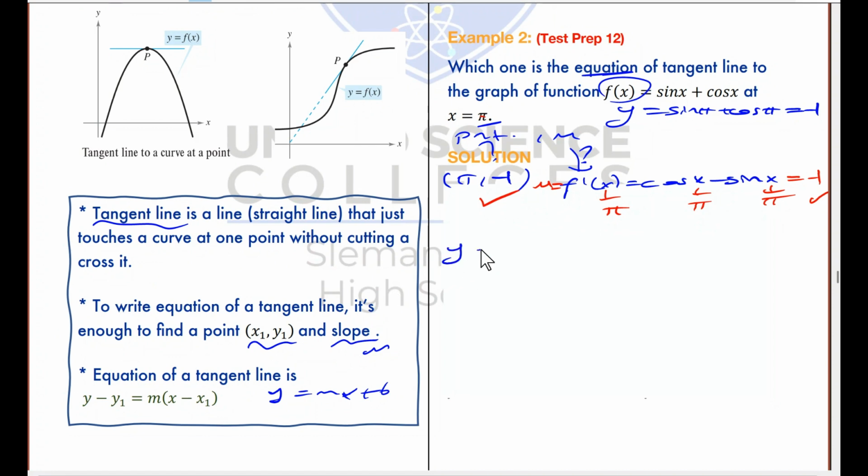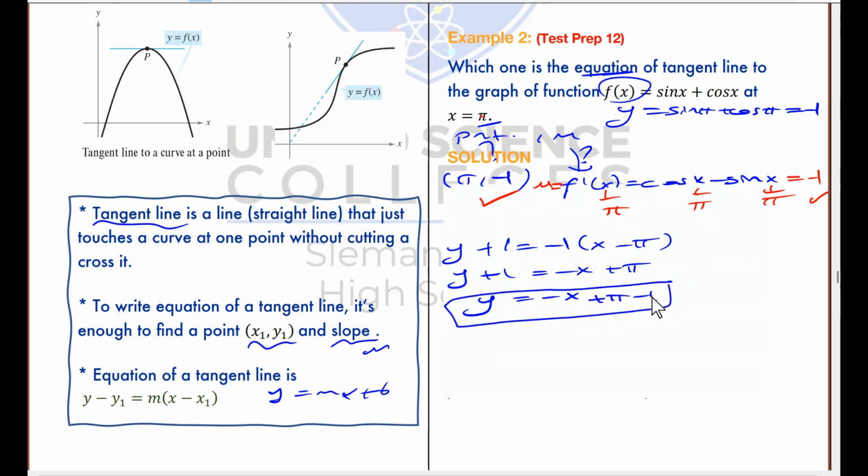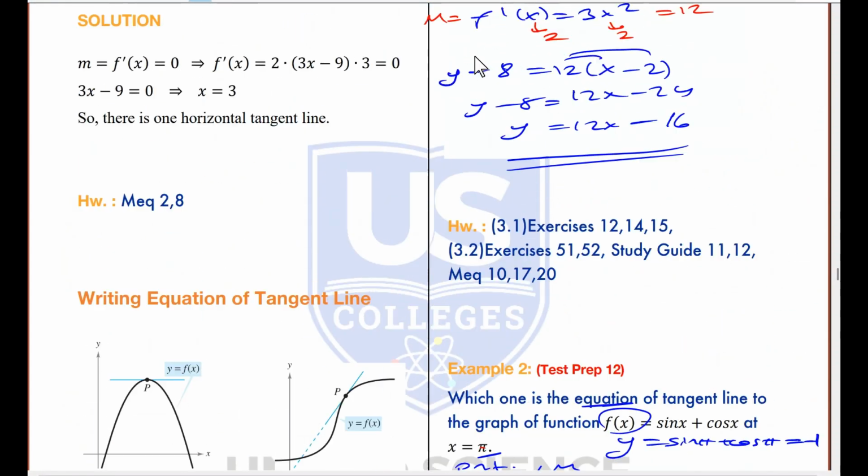Y minus y1, which is -1, equals m, -1, in a bracket, x minus x1, which is pi. So y plus 1 equals -x plus pi, 1 to the other side, y is -x plus pi minus 1. There is no further simplification. This is the final step. I got my equation.